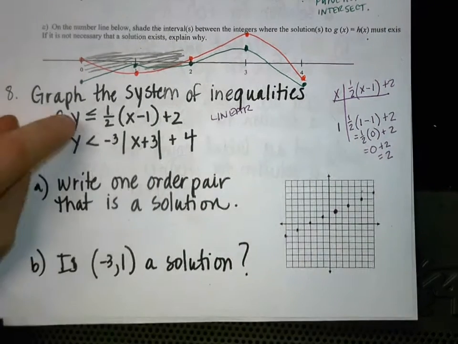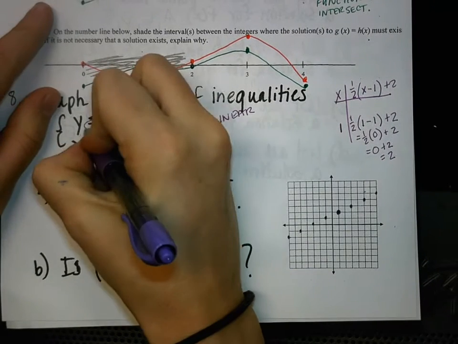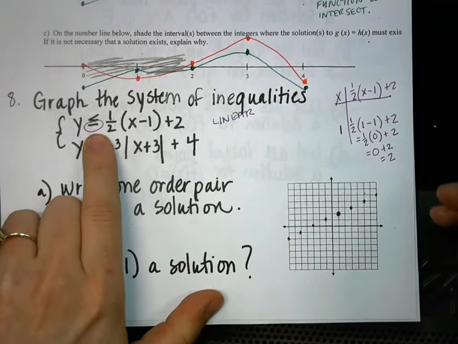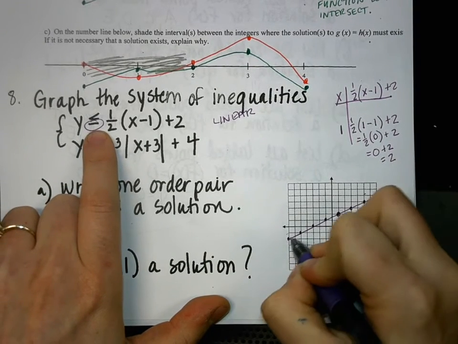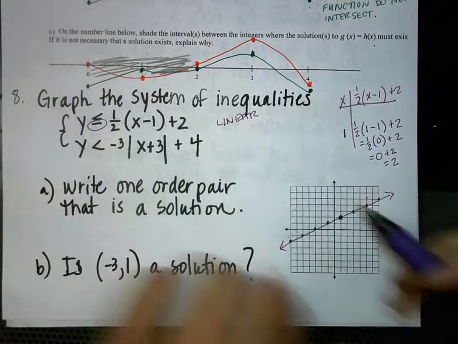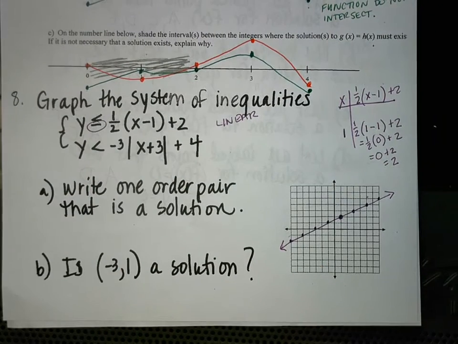I need to determine if I'm going to graph a solid line or a dashed line. So this equal to part under my less than sign means I'm going to graph a solid line. The less than in front of that means I'm going to shade below.